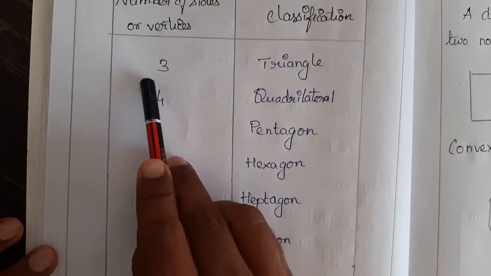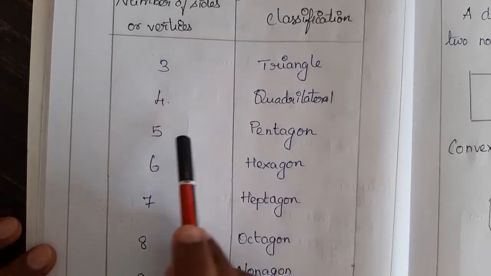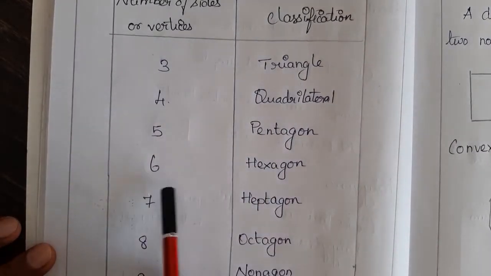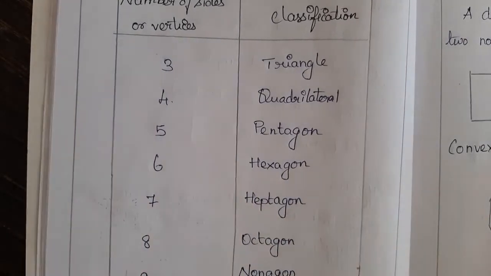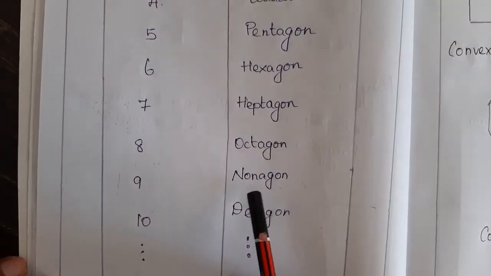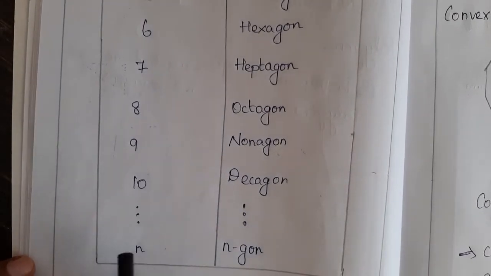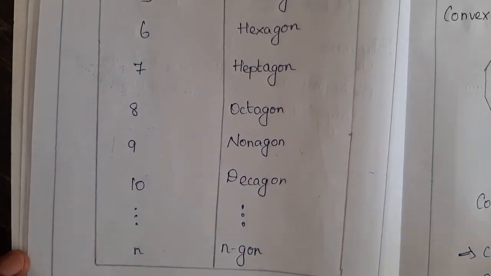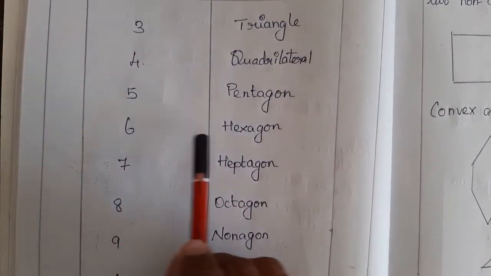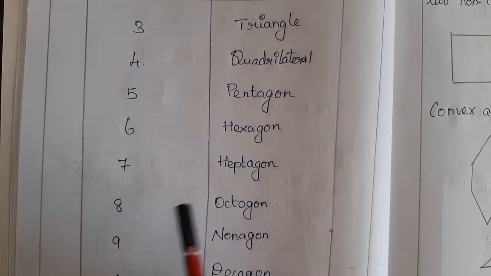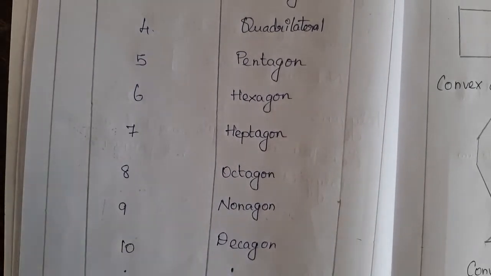If there are 3 sides, we call it a triangle. If it is 4, then it's a quadrilateral. 5 is a pentagon, 6 hexagon, 7 heptagon, 8 octagon, 9 nonagon, 10 decagon. If we have n number of sides, we can call it an n-gon. You can see that 3 means tri, 4 means quad, 5 is penta, 6 is hexa, 7 is hepta, 8 is octa, 9 is nona, and 10 is deca.